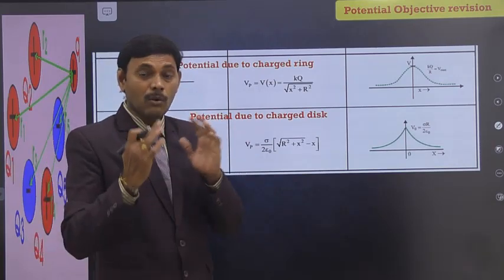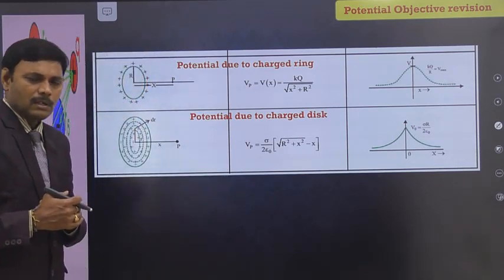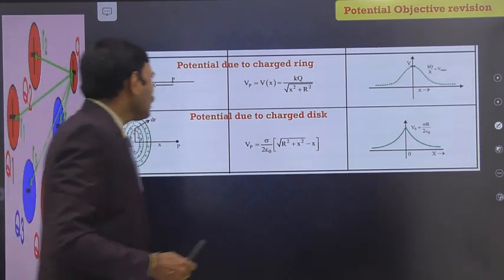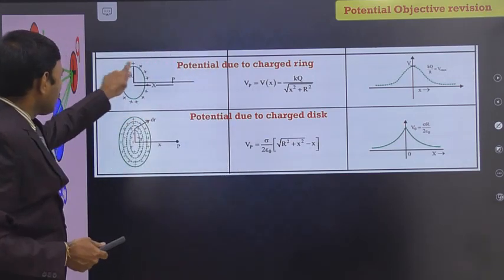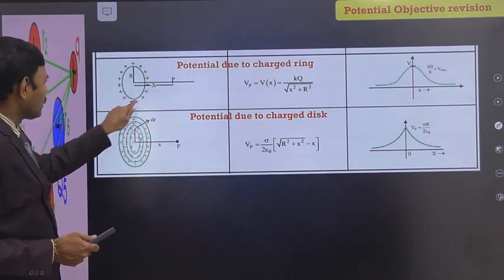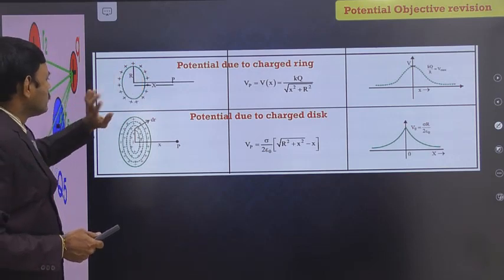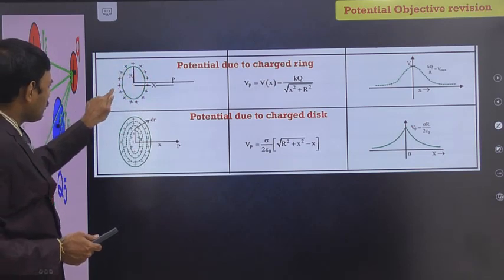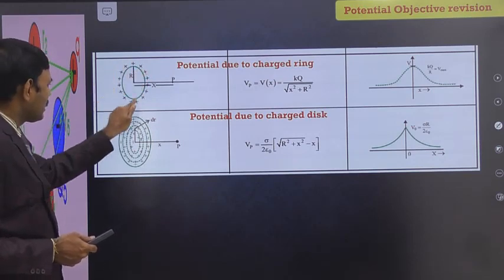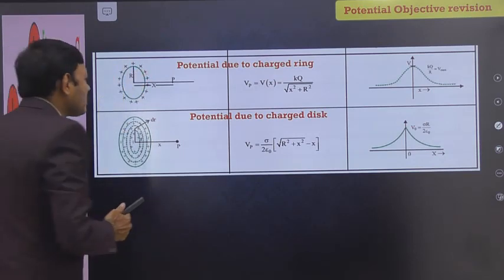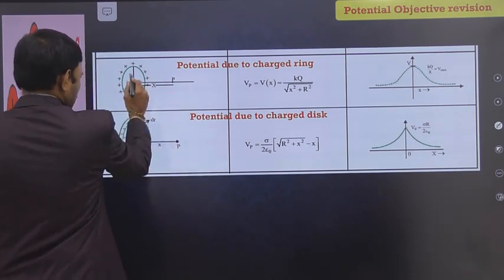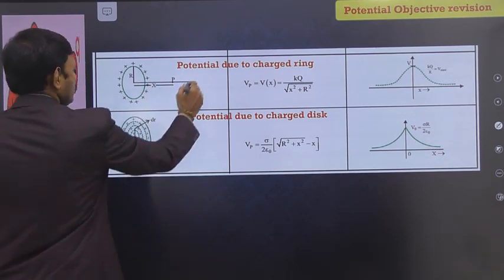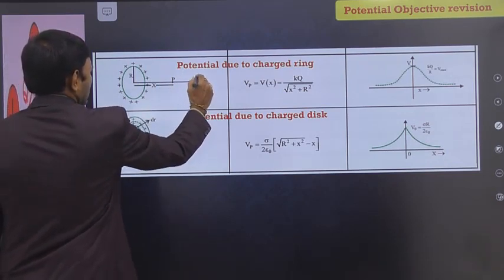Done so far. Now the discussion is about charge distribution, potential due to distributed charge. Here, let us consider a ring, having radius r, and q amount of charge distributed uniformly on the surface of the ring of radius r. We would like to find out the potential due to this charged ring at some arbitrary point P.